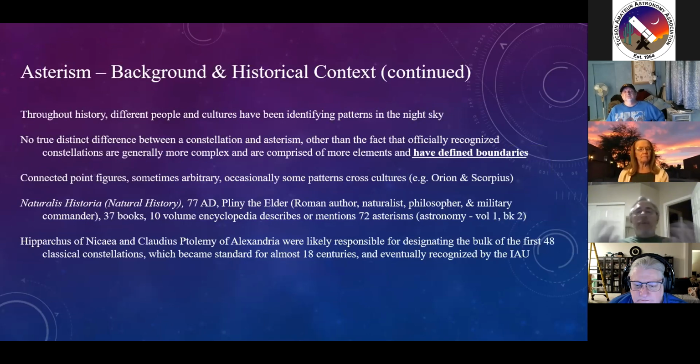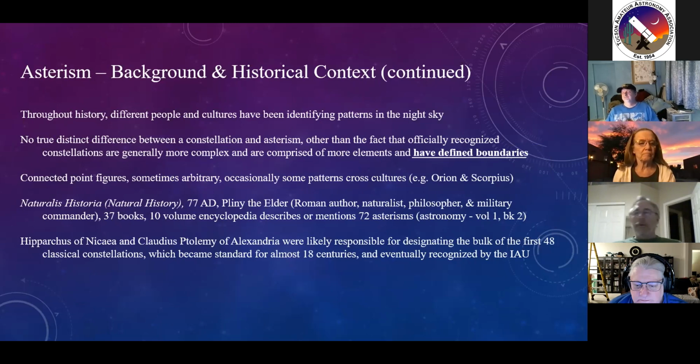Throughout history, different peoples and cultures have used different methods and had different interpretations of what the sky was showing them, whether or not it was the figure of a mythical being, a person, an animal, something along these lines. And here again, no distinct differences between a constellation and asterism until the official recognition of constellations in 1928. And here again, what's the clear differentiation? Defined boundaries. For the most part, asterisms and constellations both are connected point figures.